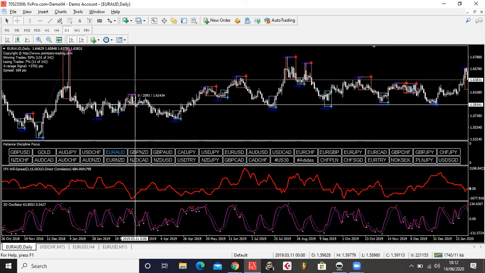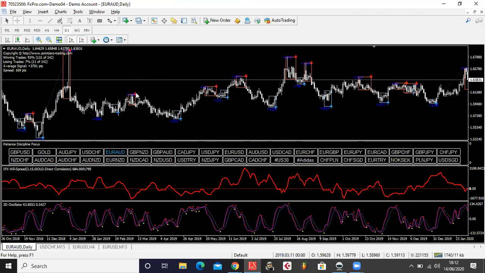Now, that's silly. That's silly to have a 219 pip stop loss.